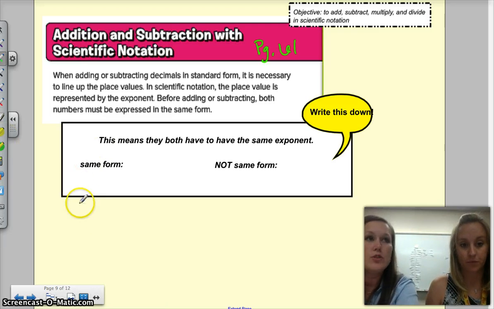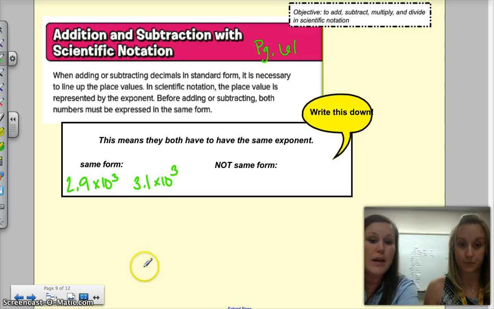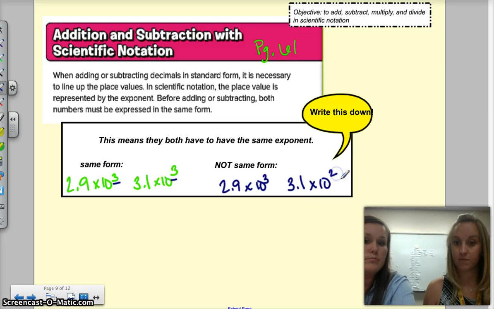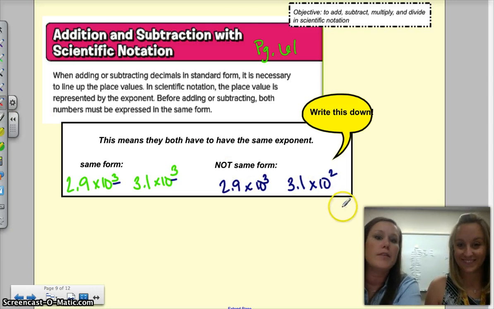Let's say we have 2.9 times 10 to the third. The same form would be 3.1 times 10 cubed. So we have the same exponent. Not the same form would be 2.9 times 10 to the third and something different, 3.1 times 10 to the second. They're very close, but not the same. But here's the thing: you can change them so they are in the same form.